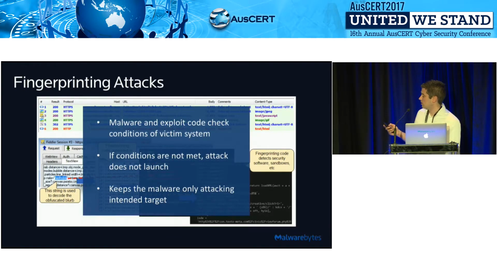But really, the malware's fingerprinting approach is that malware and exploit code checks the conditions on a specific victim machine. If conditions are met, an attack performs. If not, the malware will simply wait for a target host that is susceptible. So what we're seeing is a war of attrition here with malware authors and malicious crime syndicates. Malware attackers are looking for the lowest hanging fruit, really.